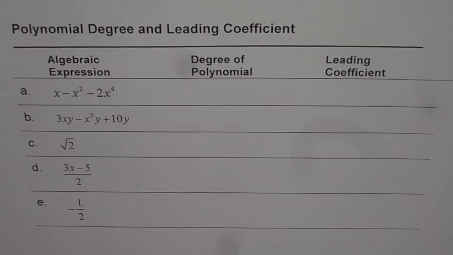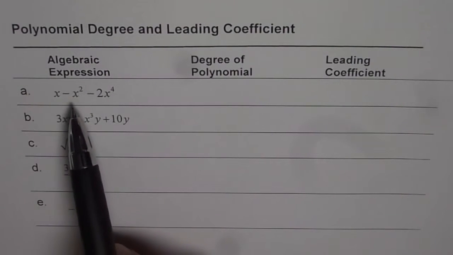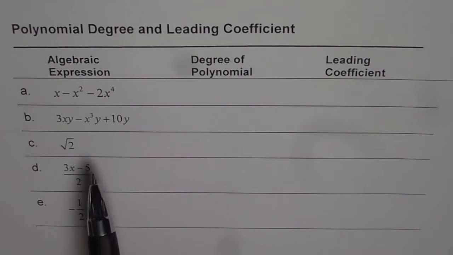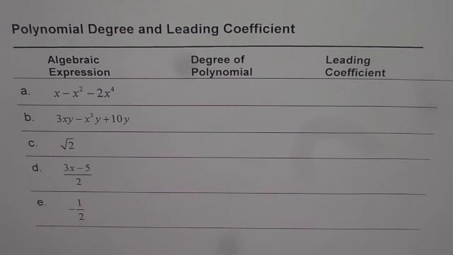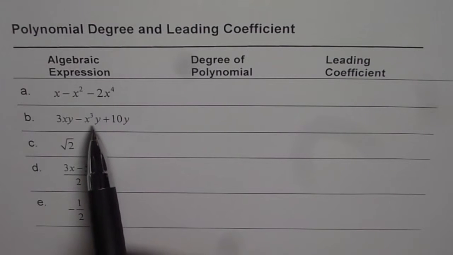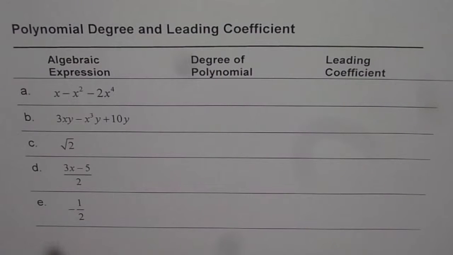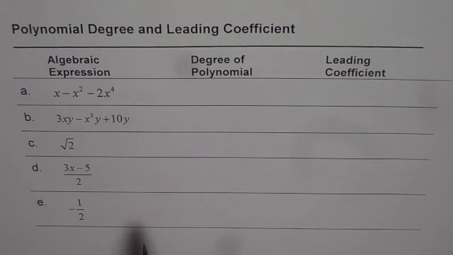for these algebraic expressions. As you know, algebraic expressions where the terms have non-negative integers as exponents, those are called polynomials. So these are all the polynomials since all the variables have non-negative exponents. Now let's figure out the degree of each polynomial.